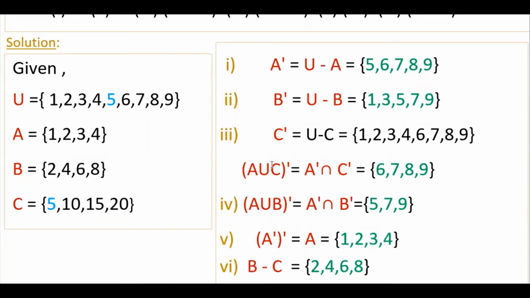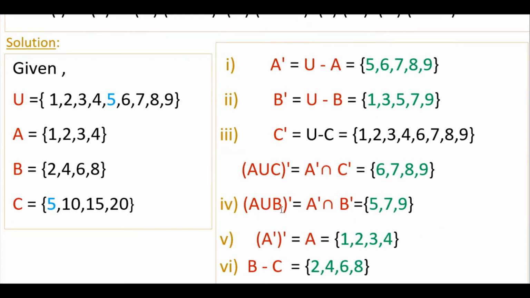Now the complement of A union C is equal to the intersection of their complements. So the sets are A and C, and their complements here are 5, 6, 7, 8, 9, and here 1, 2, 3, 4, 6, 7, 8, 9. So the intersection of these two sets is, you have to check the common elements: 6, 7, 8, 9. So write here 6, 7, 8, 9. So the complement of A union C is equal to 6, 7, 8, 9.